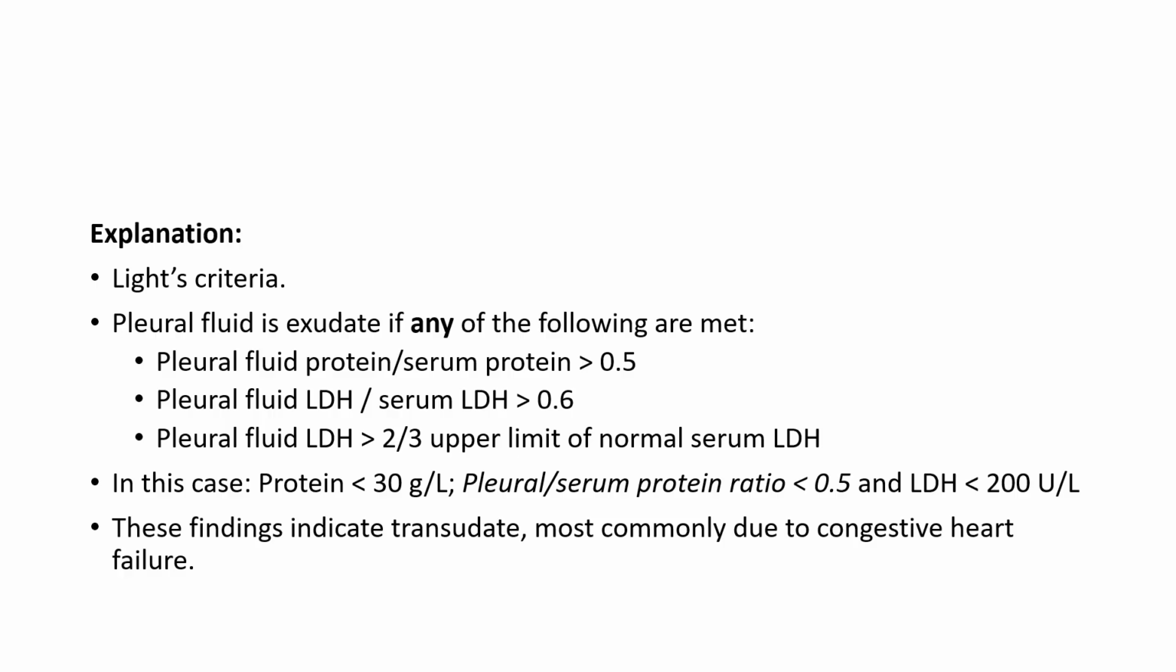In this case, the absolute protein level is less than 30 grams per liter, which is in keeping with a transudate. The pleural fluid to serum protein ratio is less than 0.5, which is in keeping with a transudate. And the lactate dehydrogenase level is less than 200 units per liter, which is also in keeping with a transudate. And one of the most common causes of transudative pleural effusion is congestive heart failure. Every other option in the question will lead to an exudate.